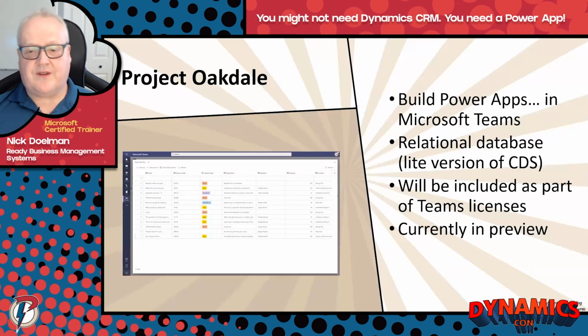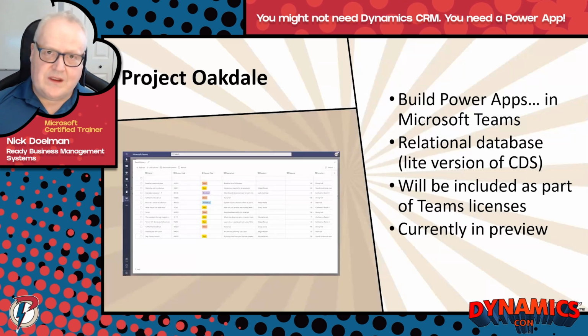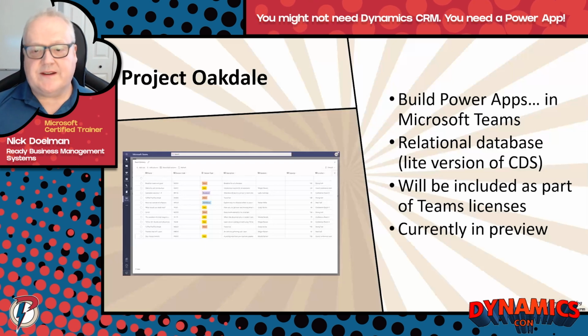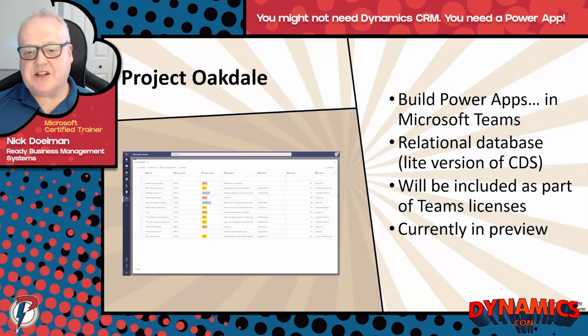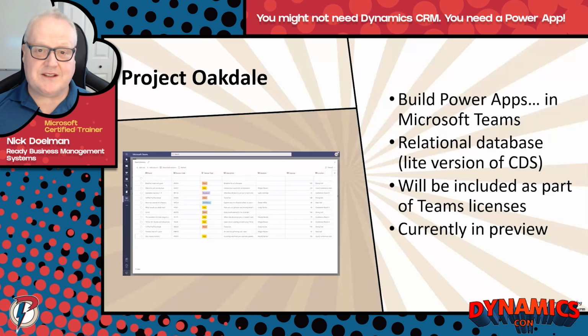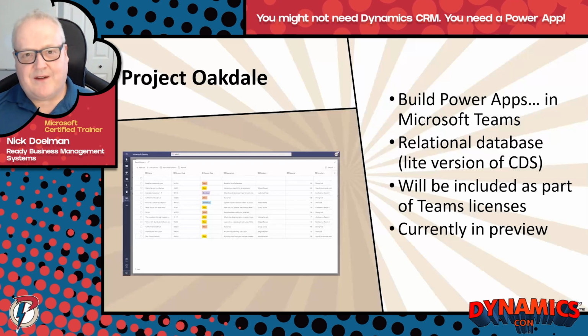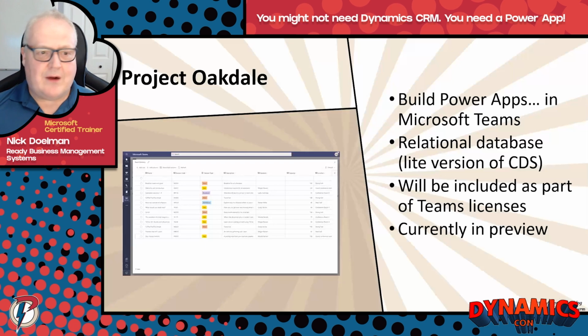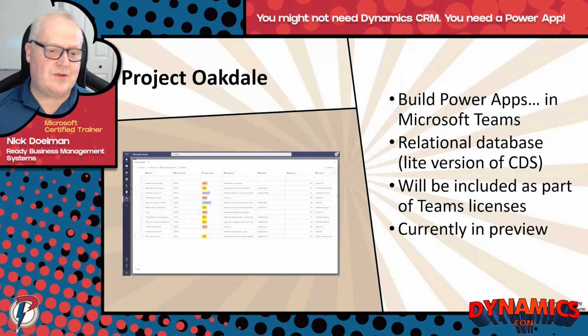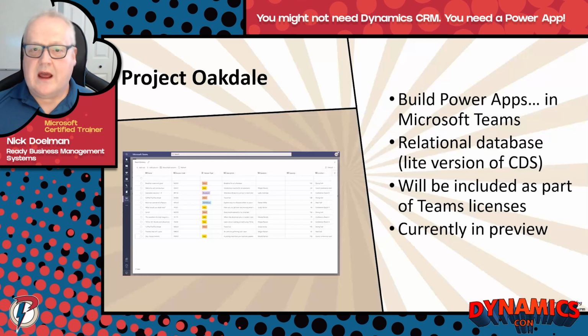So what Project Oakdale provides is that whole Power Platform within the context of Teams. And it has something like the Common Data Service. What you can get is a lighter version of that, and it's actually going to be included as part of Teams licenses, which is really exciting. So for your internal CRM system, you might not even need Dynamics 365. You might not need this full-fledged Power App. You might be able to build your CRM system completely within Teams. Now this is currently in preview, so I really can't show you. This is a screenshot I got from Microsoft's site.